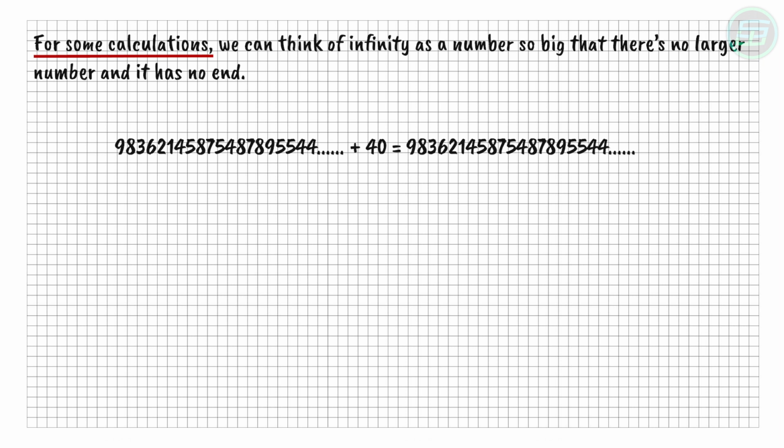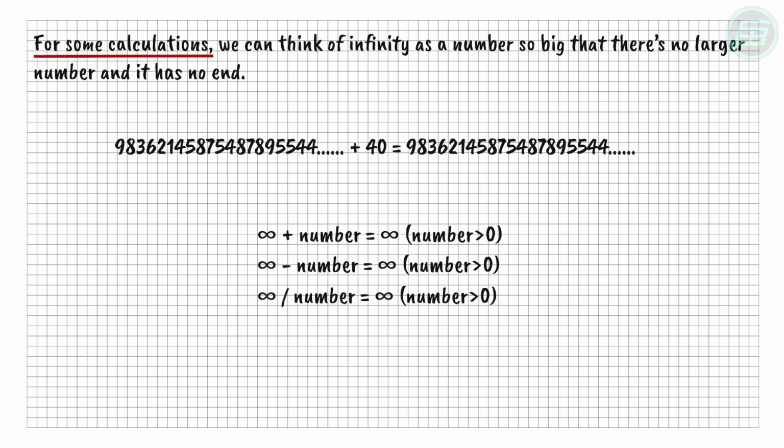So infinity plus a number equals infinity. Similarly, infinity minus a number equals infinity. Infinity divided by a number equals infinity. And infinity times a number equals infinity. Now we can understand more clearly why infinity minus infinity isn't equal to 0.